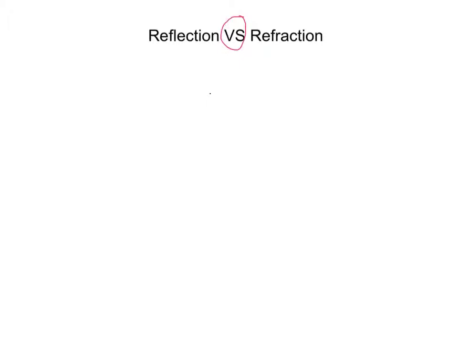Light waves reflect off a surface. Now that's fairly obvious. When waves actually reflect, they obey the law of reflection. And the law of reflection states that the angle of incidence equals the angle of reflection. So we're going to explain exactly what that means.